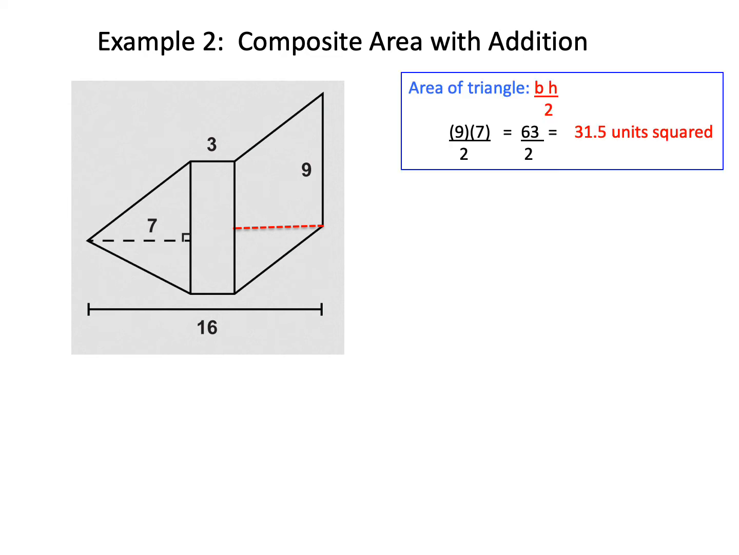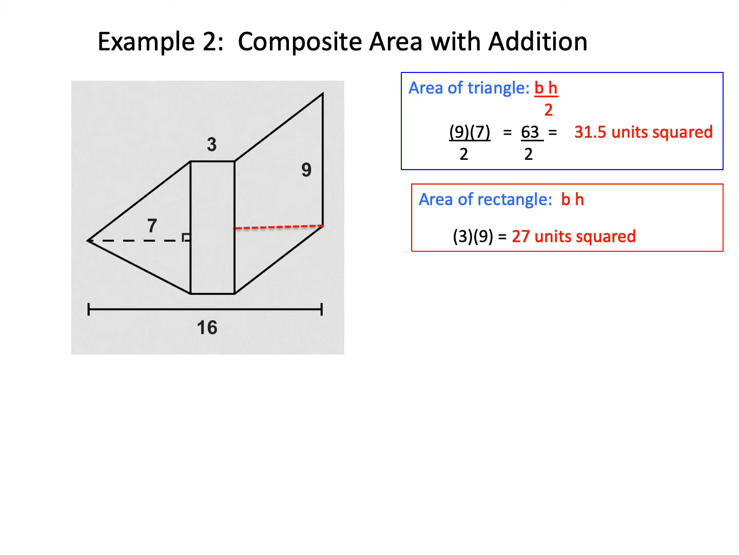What it means to do a composite area is just to find the area of each of the smaller shapes within the larger shape. In this case, we're going to have a triangle on the left, so to find the area of the triangle, we do base times height divided by 2. 9 times 7 divided by 2, or 31.5 units squared.